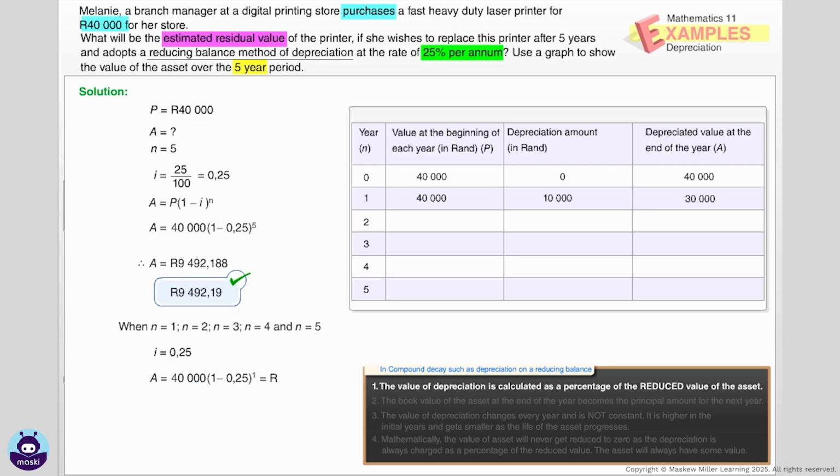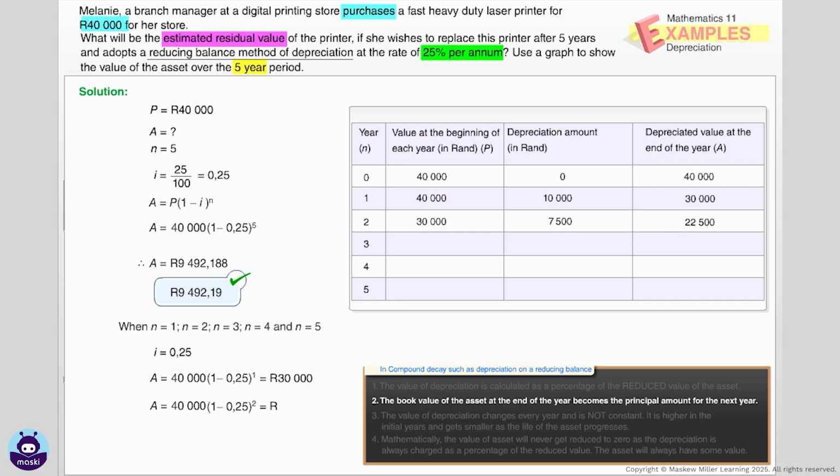Alternatively, we can use the formula for compound depreciation and calculate the value of A directly by substituting the value of N equals 1. Recall that the book value of the asset at the end of the year becomes the principal amount for the next year. Hence, 30,000 Rand becomes the principal amount, or the value of the asset at the beginning of the second year. We now calculate the depreciation amount for the second year. We find that the depreciation amount has now become 7,500 Rand, and the value has reduced to 22,500. Again, if we had substituted the value of N equals 2 in the formula, we would get the same answer.